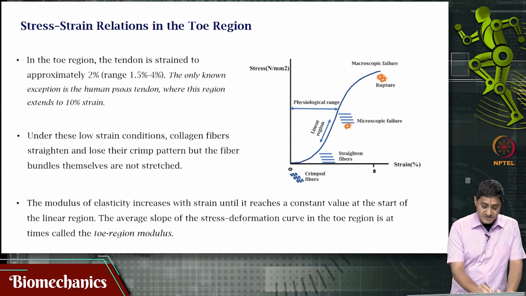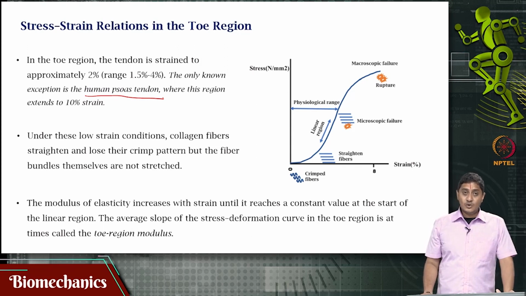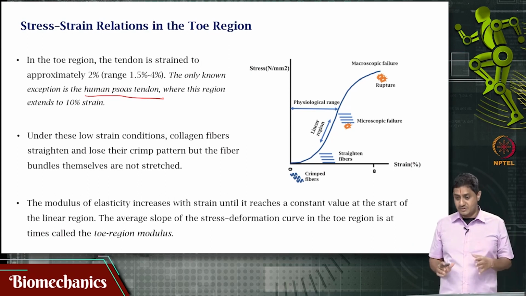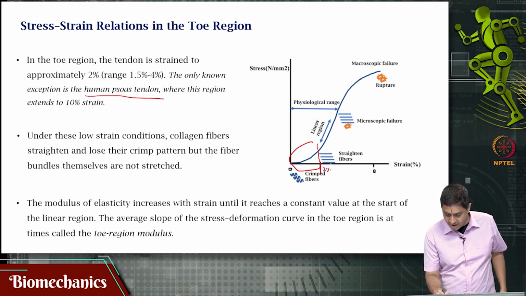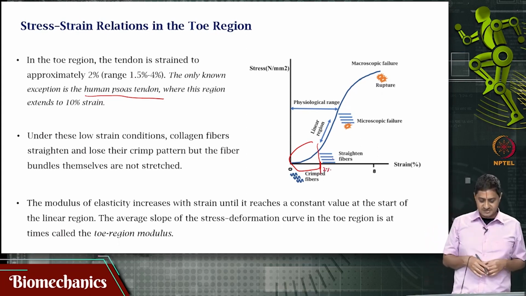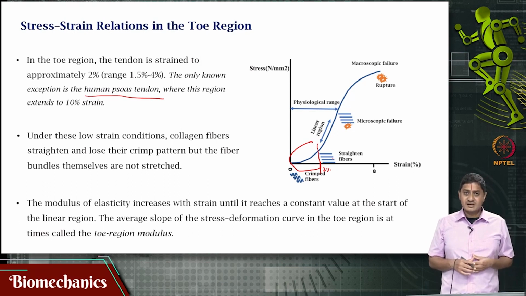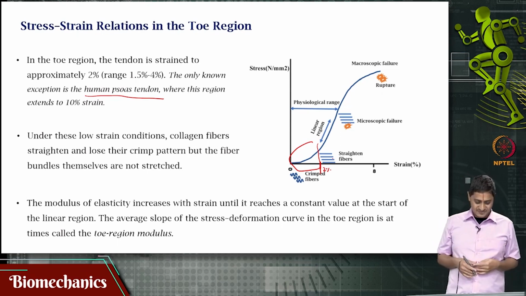So, in the human psoas tendon, the toe region itself extends up to 10% strain. That is a very unique case. Mostly when we are discussing this region, you are looking at strain of about 2-3%, 1.5 to 4%. These are relatively low strain conditions. Under these conditions, collagen fibers get out of their crimp wavy pattern. They straighten and lose their crimp pattern, but the bundles themselves are not necessarily stretched.